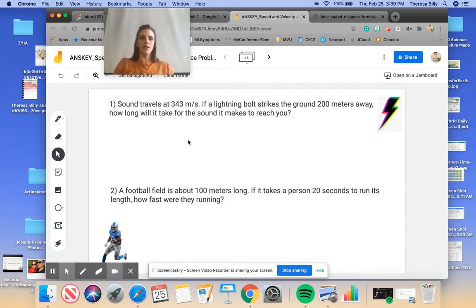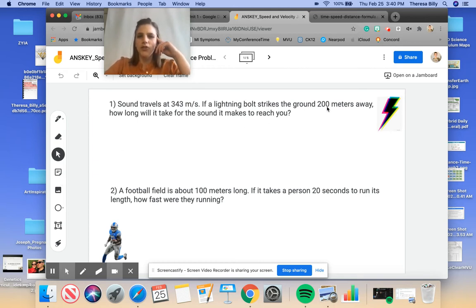Look at number one. It says sound travels at 343 meters per second. If a lightning bolt strikes the ground 200 meters away, how long will it take for the sound to reach you? First thing that you have to ask yourself is, what are the things that we already know? Now, my trick that I like to use is when I see numbers, I want to look at the units, and the units can help me determine what they are. So, for example, 343 meters per second. Whenever you see a unit like meters per second or miles per hour or feet per minute, that's going to be speed.